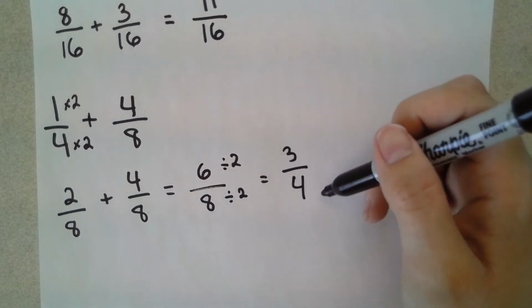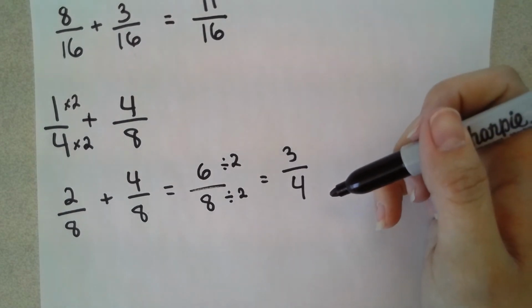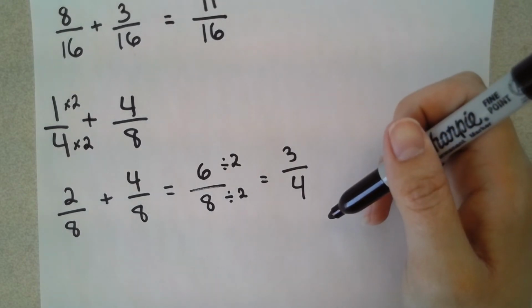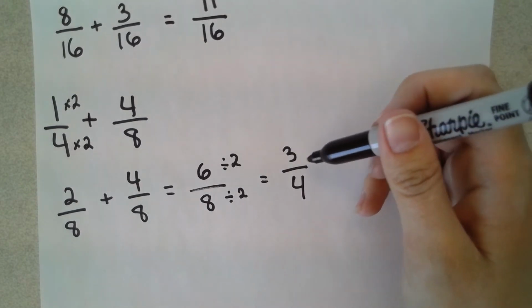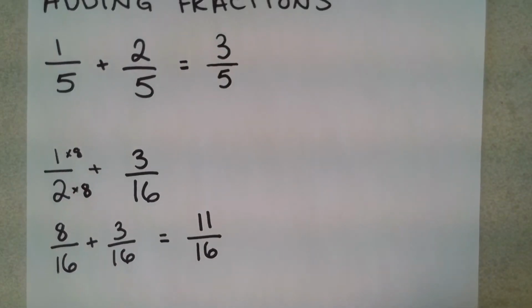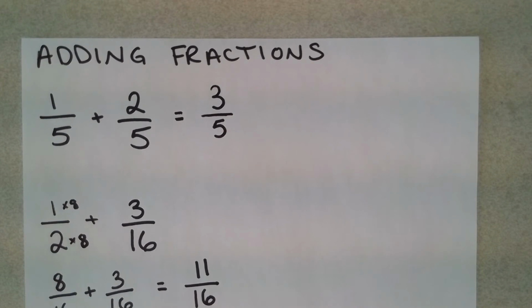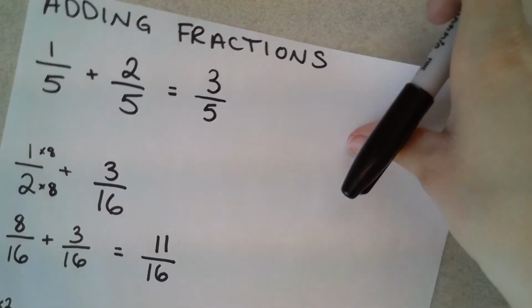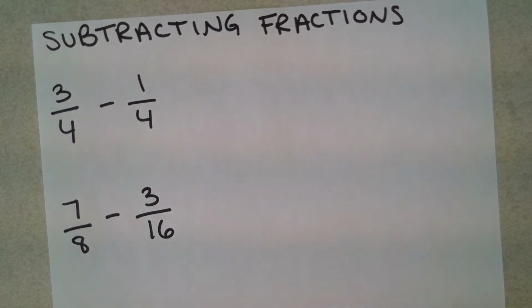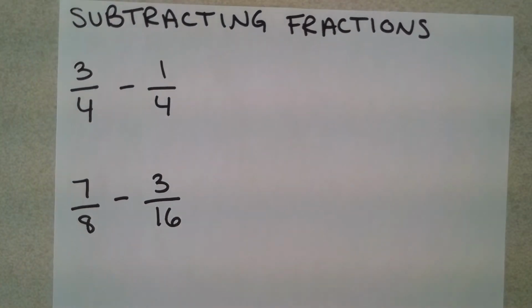And I'm looking at that and I'm thinking, can I reduce more? No, I can't because there's no number that goes into both 3 and 4. So that would mean that I'm done here. All right, so that's adding fractions. Now let's just take a look at a few examples with subtracting fractions, although the process is exactly the same, but we're just going to remember to subtract instead of add.